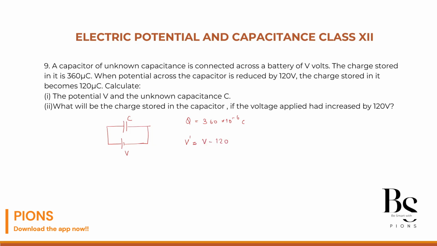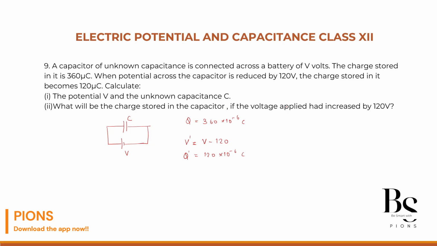When the voltage is reduced by 120 volt, the charge stored will be Q dash, which will be 120 microcoulomb. Okay, great. Calculate the potential V and unknown capacitance C. What will be the charge stored in the capacitor? Okay, that we will see later.